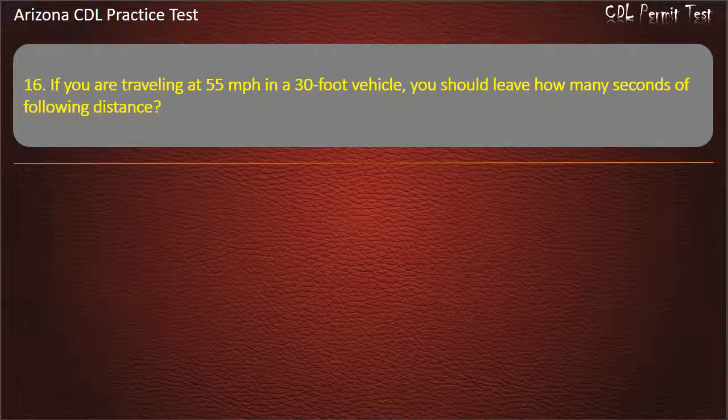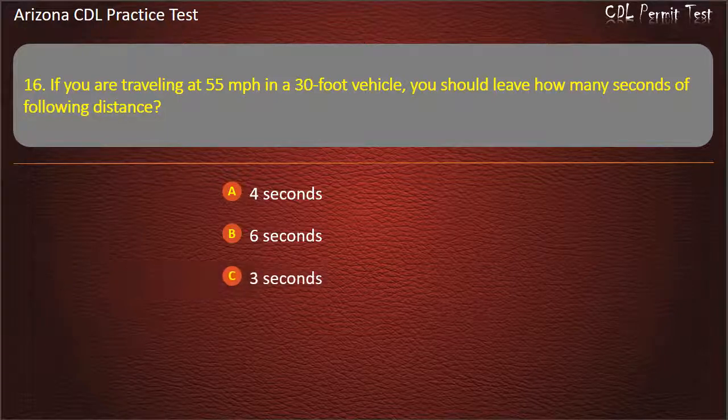Question 16. If you are traveling at 55 miles per hour in a 30-foot vehicle, you should leave how many seconds of following distance? 4 seconds. 6 seconds. 3 seconds. 7 seconds. Answer. 4 seconds.